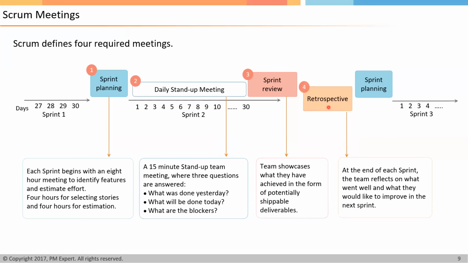So it is a time boxed meeting, time boxed to 3 hours for a monthly sprint. For example, if the sprint is 2 weeks, it can be time boxed accordingly. For example, it can be time boxed to 90 minutes, 1.5 hours for a 2-week sprint. So this is in brief about all the events that take place within a sprint.